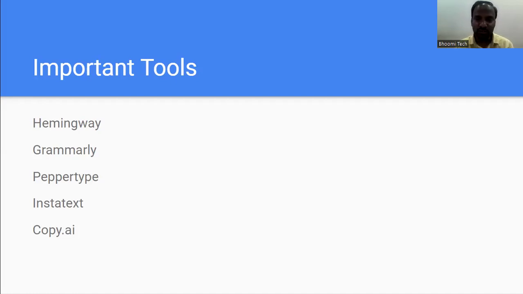Quillbot, another website for grammar and summarizing and everything. Pepper Type is another website, and InstaText, Copy.ai for paraphrasing and other things. You can use all these tools to enhance your writing in emails, on LinkedIn posts, or on Medium or any other platform.